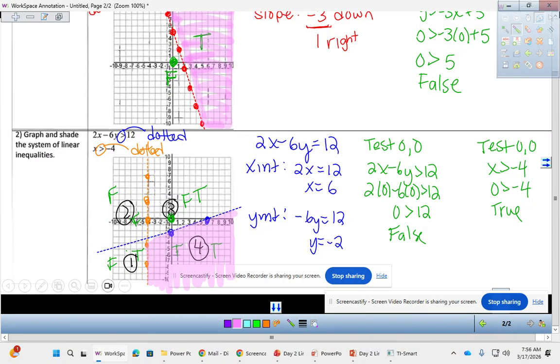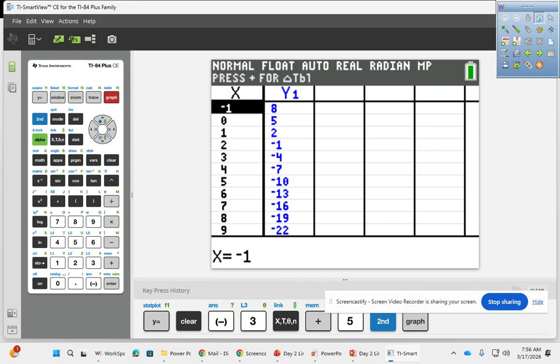Anybody have questions on that one? Anytime you have inequality symbols on a graph, you have to shade too, right? Like it's not just like graphing the lines, you've got to shade them.